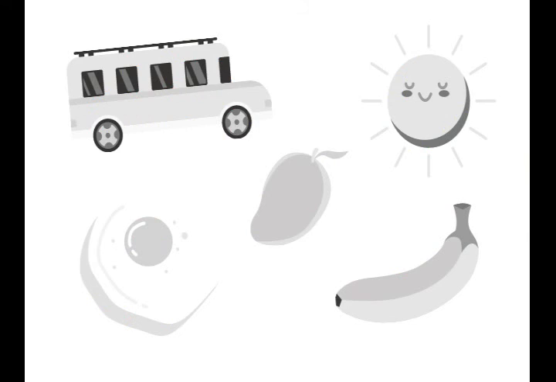Now, kids, can you color the school bus and the objects yellow that you can see from your screen? Can you see the school bus? How about the other objects? The egg yolk, the mango, banana, and the sun. Very good, kids. Color them yellow.